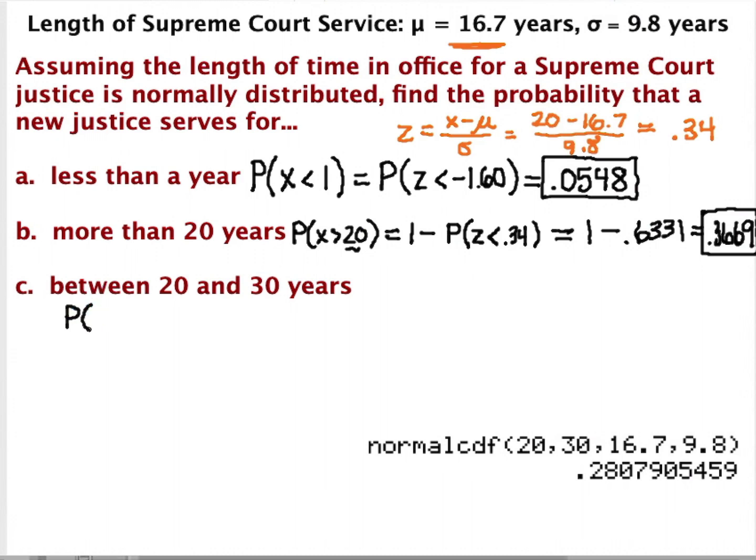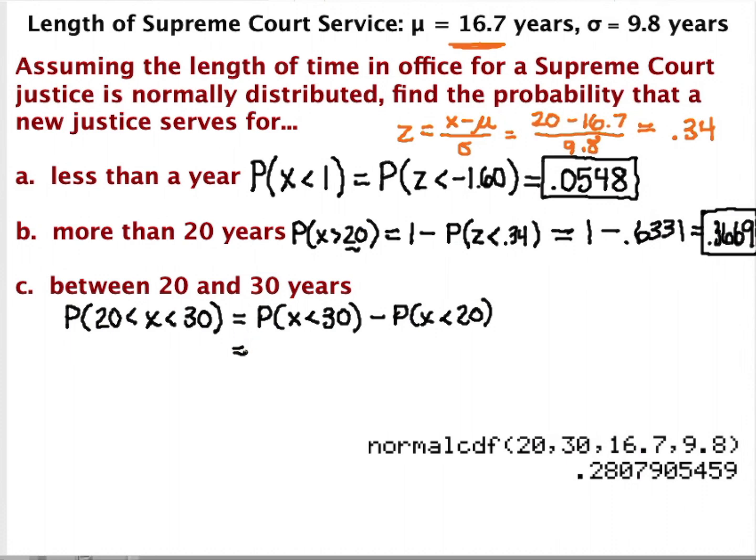Now remember, there is a way to use the standard normal table to do a between problem. The basic idea is that you would find the probability of serving for less than 30 years and then subtract the probability of serving for less than 20 years. And that would leave just the segment between 20 and 30. We'd have to switch those over to z-scores in order to use the table.